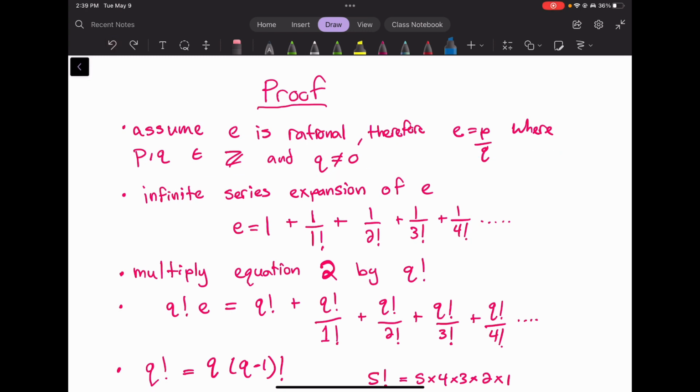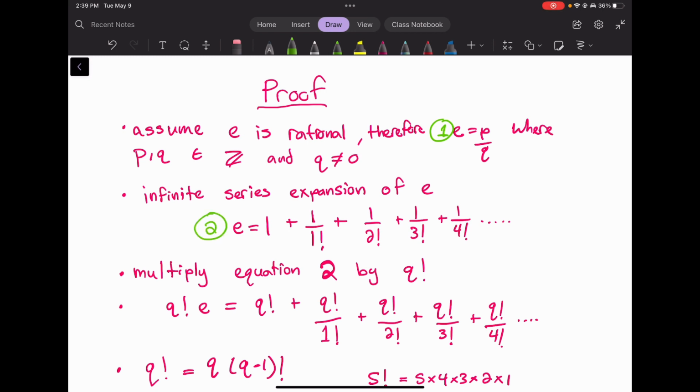Now, E has an infinite series expansion, and that is E is equal to 1 plus 1 over 1 factorial plus 1 over 2 factorial plus 1 over 3 factorial, and that just keeps going on to infinity. We will call this equation over here equation 1, and we'll call the infinite series expansion of E equation number 2.